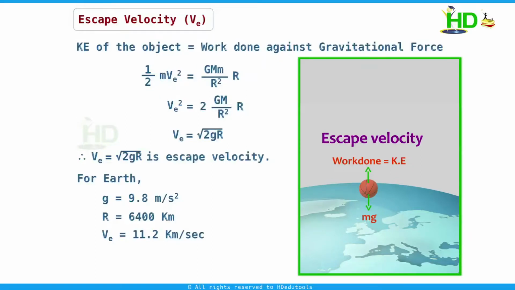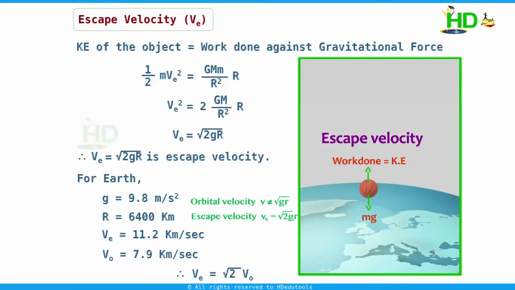What is the relation between orbital velocity and escape velocity? Orbital velocity is v0 equal to root gR. Escape velocity is ve equal to root of 2gR. From these two equations we can write the escape velocity ve equal to root 2 into v0, or v0 equal to 1 by root 2 into ve. This is the relation between escape velocity and orbital velocity.